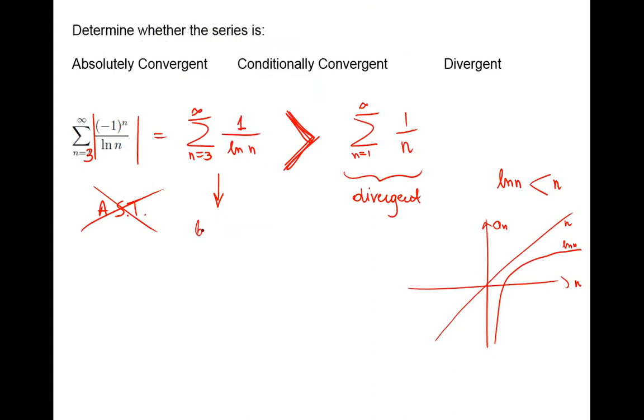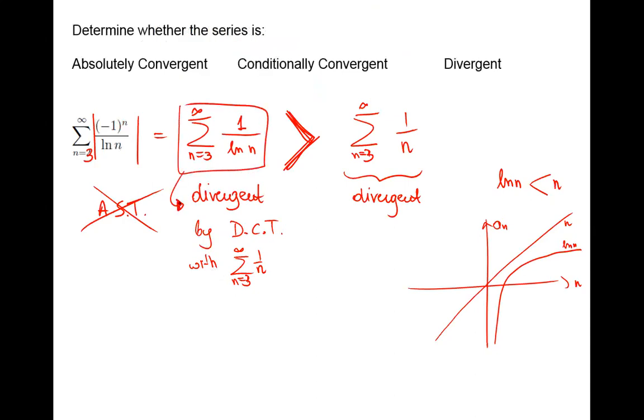I can say by direct comparison test with the harmonic one, 1 over n, actually, I can keep 3, doesn't matter, but it matters for the natural log. By direct comparison test with 1 over n, this infinite series is divergent. Actually, I can say here, divergent by direct comparison test, because direct comparison test works. That means what is the final answer? Absolute value is not giving me convergence. That means it's not absolutely convergent.